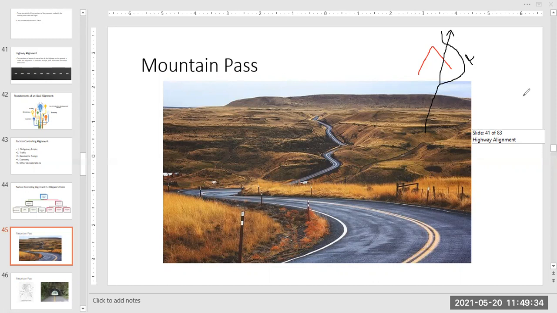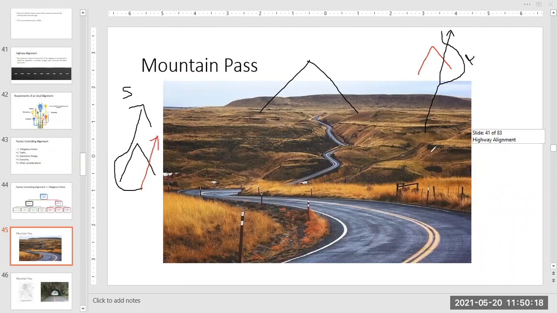Why do we need mountain passes? Mountains are very massive in structure, yes or no? When our alignment turns around, what is it going to affect? Money. And not only money, it will take much time to travel through the road. So rather than bypassing the mountain, we will cut into the mountain and go. That is one of the obligatory points.